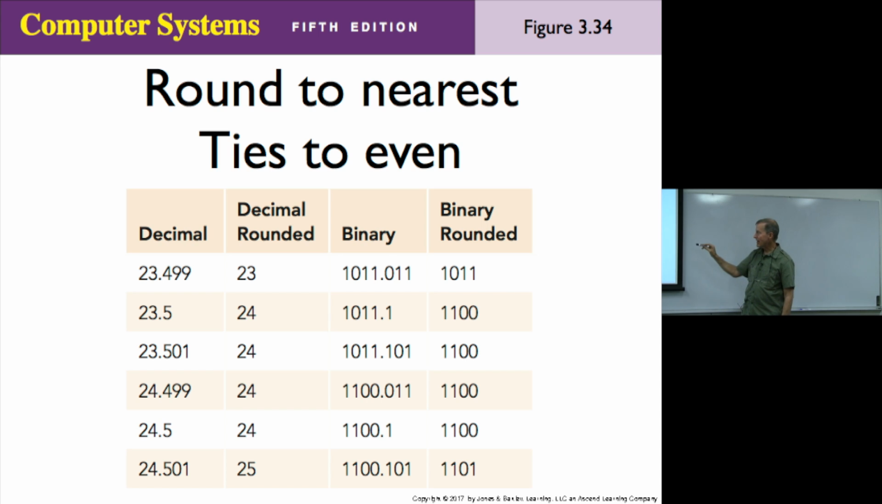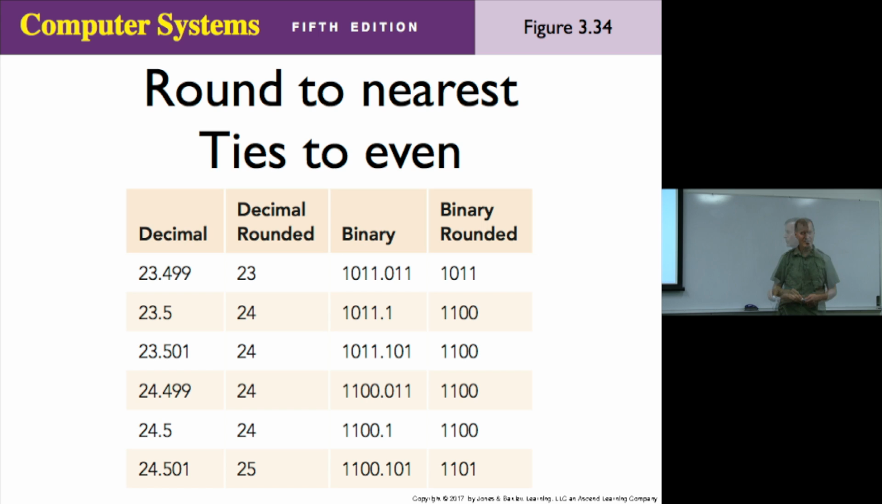In binary, if it's 1011.011, that's closer to 1011, because that's not a tie. And if it's 1011.101, that's closer to 1100, because that's not a tie. But what if it's 1011.1? Then that's halfway in between. So which do you round it to, 1011 or 1100? Ties to what? Even, so it's 1100. Is everybody clear on this?